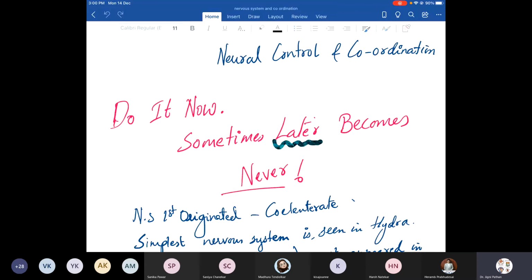Clear? To start with, a quote: do it now, sometimes later becomes never. So let's start this chapter with this quote. Do you agree with this? Do it now, sometimes later becomes never, right? So whatever you have planned to do or study today, do it today itself. Do not keep on delaying for some other reason. Yes, my dear students.